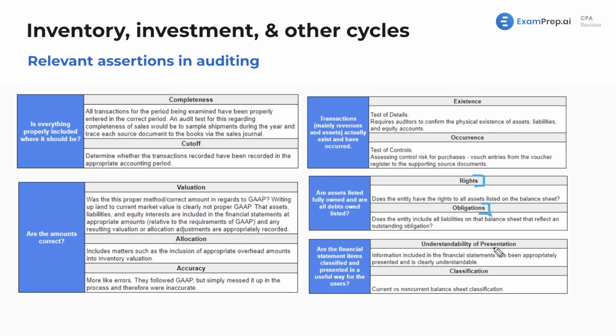So, understandability of presentation: information included in the statements has been appropriately presented and is clearly understandable. And then classification. This is going to be, for example, current versus non-current assets and liabilities, making sure they're properly classified.